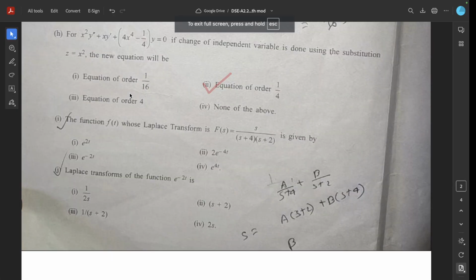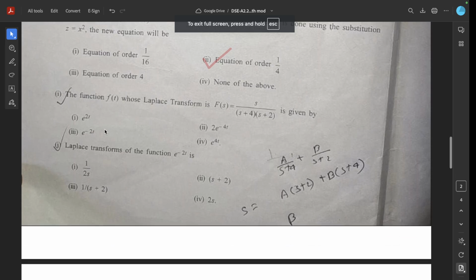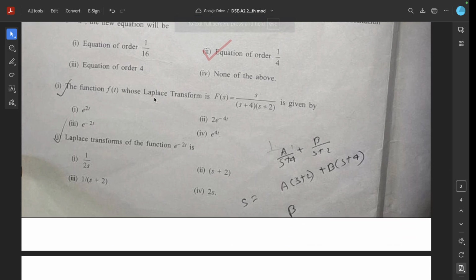Next question, 1I. The function f(t) whose Laplace transform is F(s) equal to s by (s plus 4)(s plus 2) is given by what? Actually, there is no correct option here.